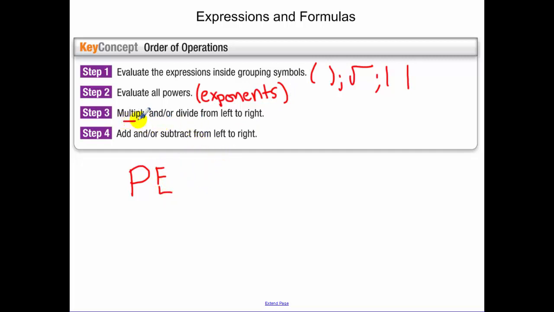Then we go through and we multiply or divide from left to right. You can do those all at one time. And then add and subtract, which forms PEMDAS, which you guys are used to.